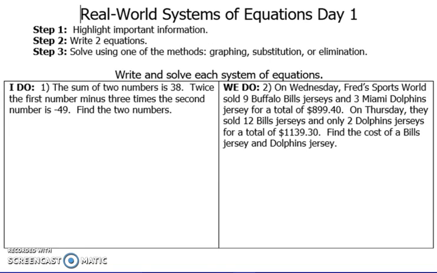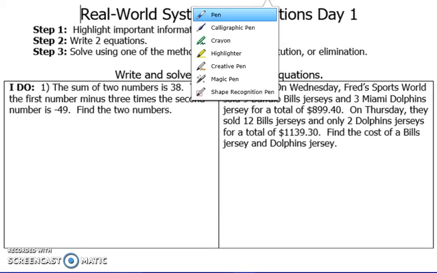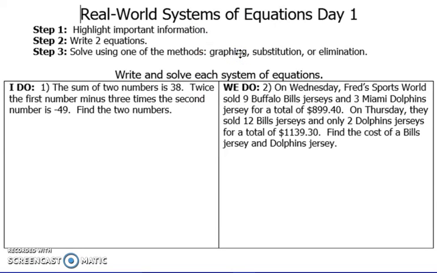Now, if we look at the first one, the sum of two numbers is 38. Twice the first number minus 3 times the second number is negative 49. Find the two numbers. Now, I'm going to use two different color highlighters. You can highlight one, underline with a pencil, that's up to you. But the first thing we want to talk about is the sum of two numbers is 38.